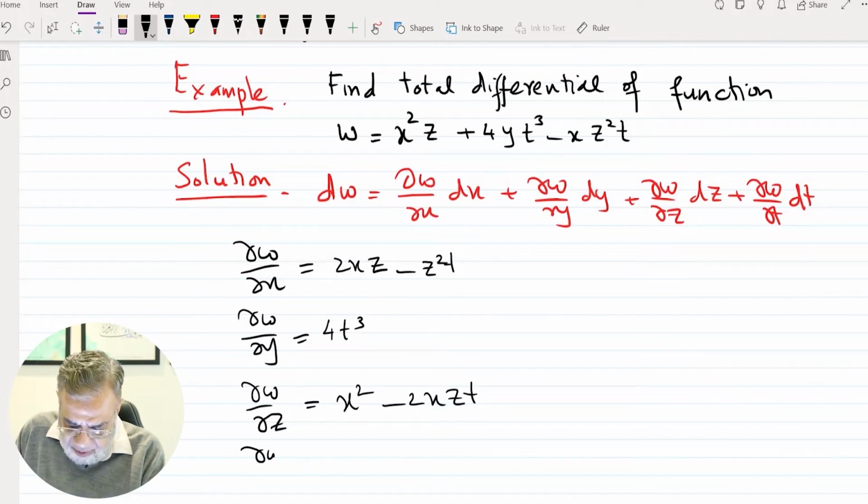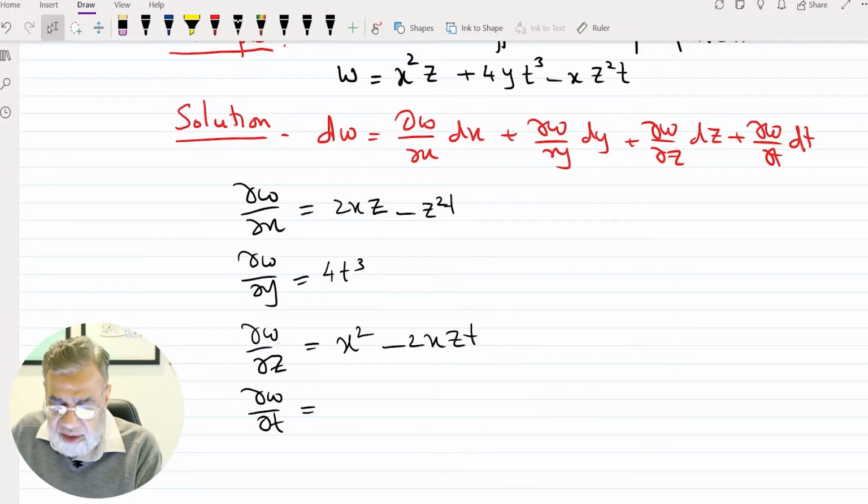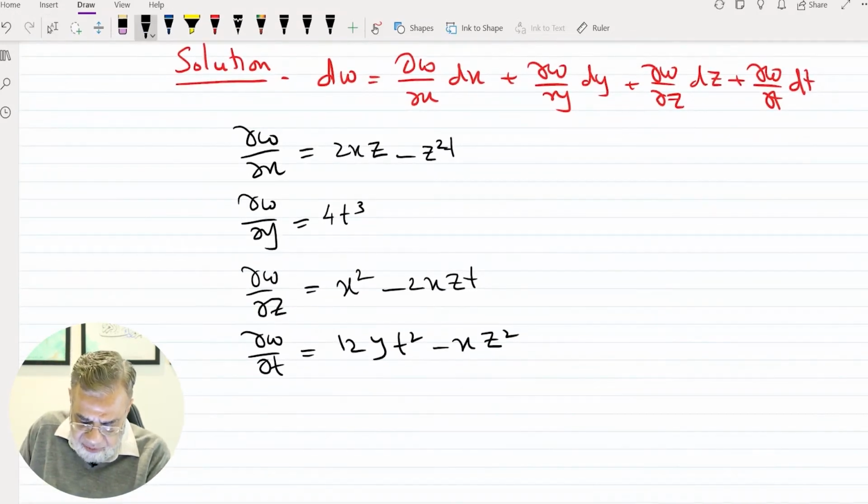Now we have partial w by partial t. In this case, x, y, and z are constant, only t is changing. There is no t in the first term, so the derivative is 0. Second is t cube, so we get the derivative 3t squared, and 3 into 4 is 12, giving 12 y t squared. Then the derivative of t in the last term is 1, giving minus x z squared. So I write the values in my formula for dw.